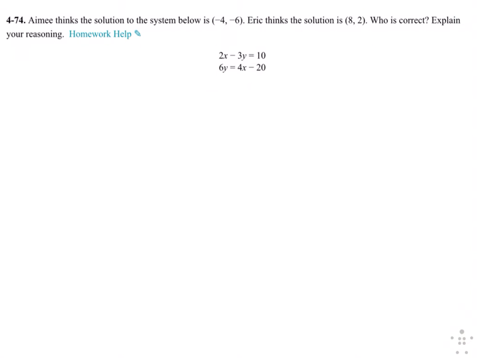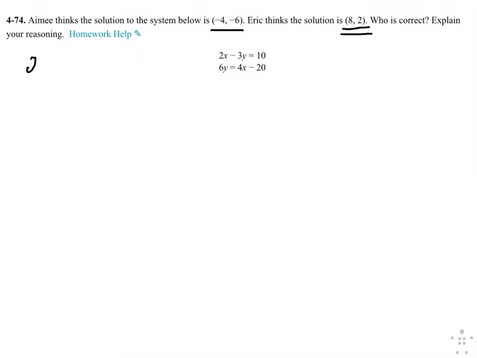Okay, for 474, you have two choices. One, Amy thinks that this is the solution. Eric thinks this is the solution. What we could do, we could try both of these answers into all of the equations and see which one works. Or we could just go ahead and solve the system.